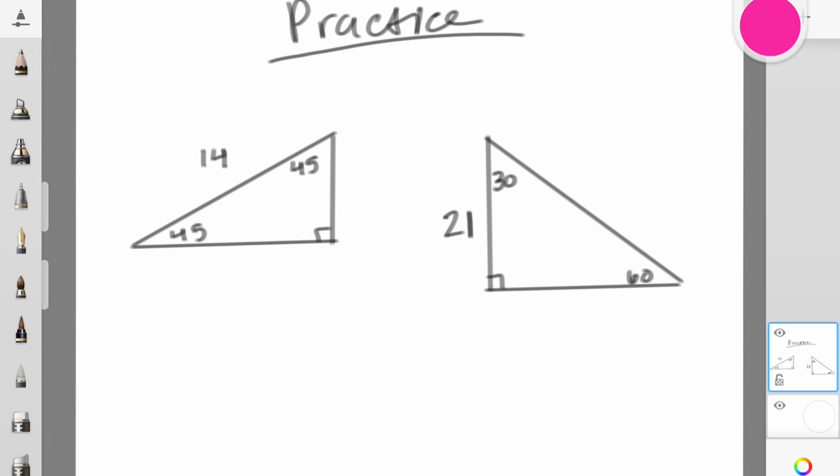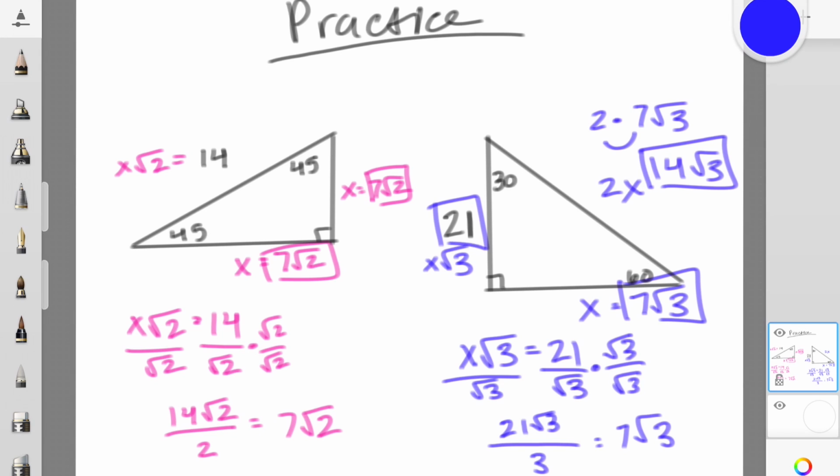Now here are 2 problems that you can try to do by yourself. Make sure to pause the video and figure it out, and then I'll give you guys the answers at the end. And these are the answers. Check over your work, and if you need help, comment down below and I'll try to help you out and reply.